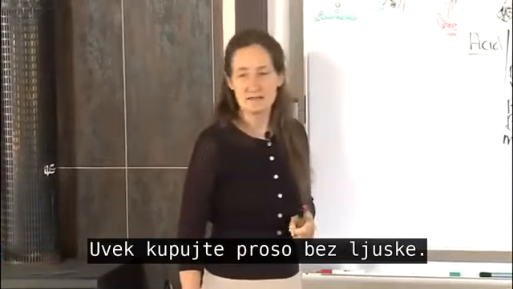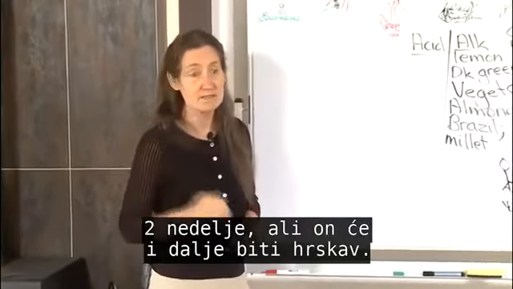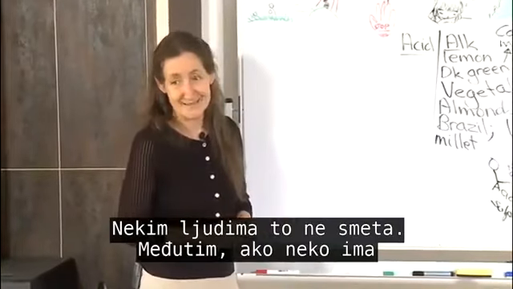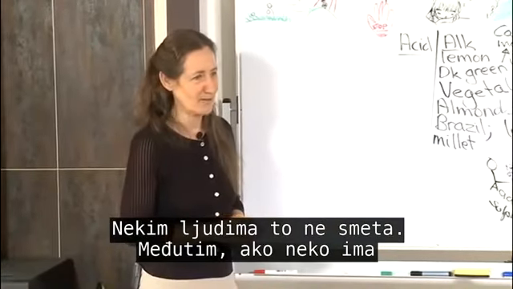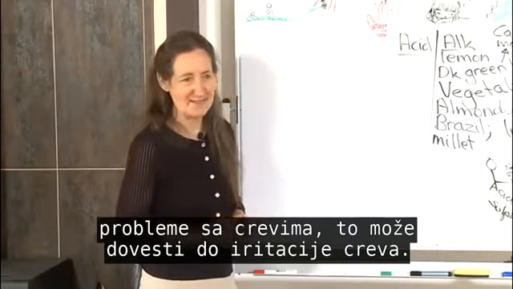And always buy hulled millet. If you buy millet with its hull on, you can cook it for 2 weeks and it'll still be crunchy. Some people don't mind it, but if someone's got some colon problems, it might irritate a little.